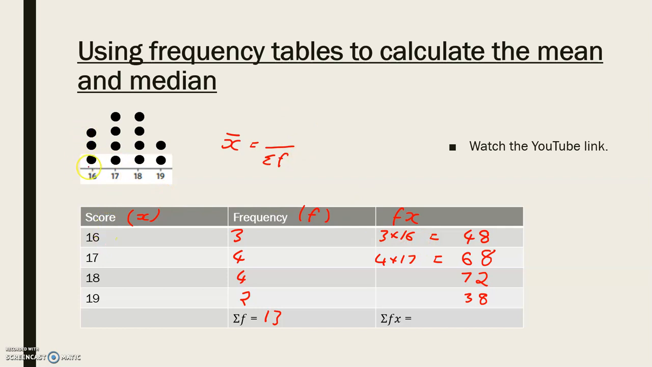So we needed 16 plus 16 plus 16 plus 17 plus 17. That was 3 times 16 plus 4 times 17, which is sum of Fx up the top. Now I should have those in brackets. So sum of Fx, we need to add all these numbers together first. So when I add those numbers together, I got the sum of F times X, and the sum of F times X was 226. So 226 divided by the 13 results. And when I did that on a calculator, I ended up with 17.38.